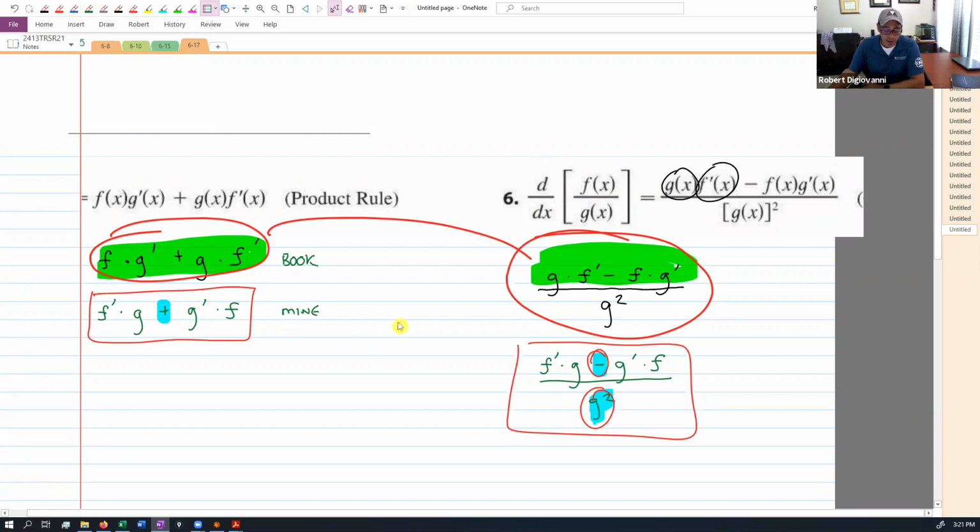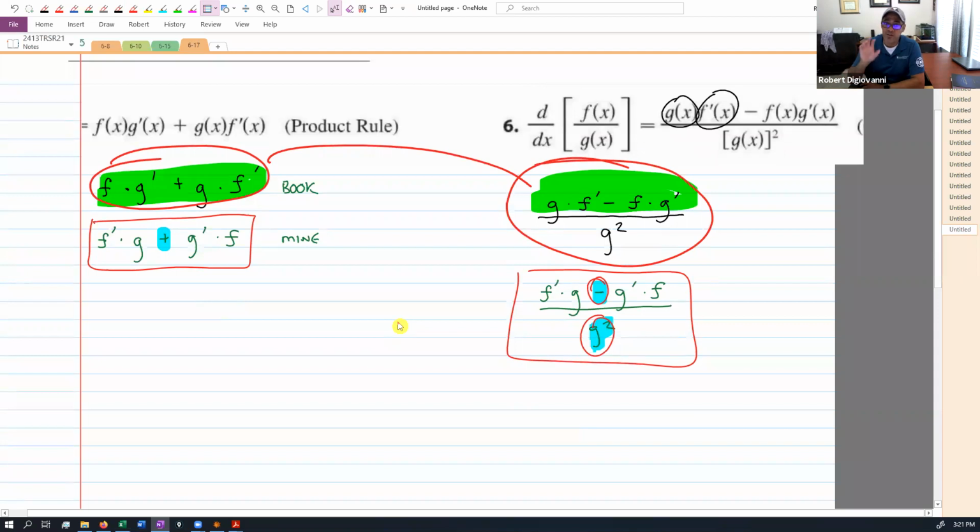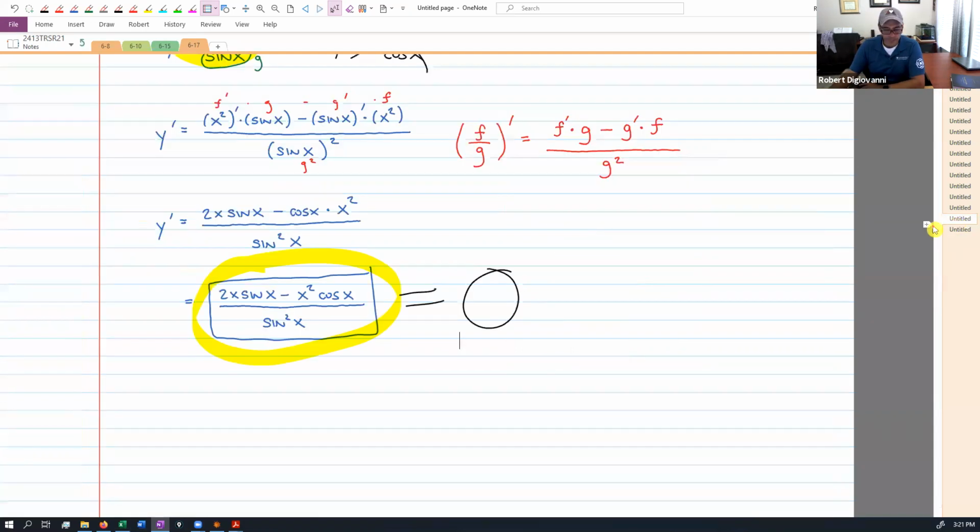Anyway, I just wanted to point it out in case you're looking at the book and you're like, wait, these formulas don't look the same. They're going to look different, but they're the same thing. They give me the same answer.